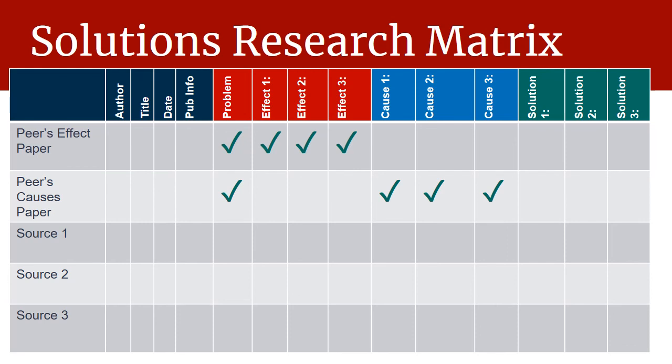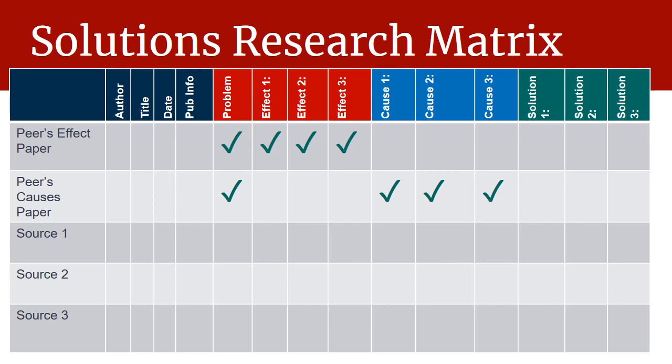So this week you're going to focus on your solutions research matrix. You're going to read at least 2 of your classmates' papers. You'll read one of your classmates' effects papers about the new topic and a classmate's causes paper about the new topic. And you'll be able to use that information to help you summarize the problem and effects as well as the causes. Now, of course, you can use other sources to help you summarize effects and causes as well. You could look at the works cited page of your classmates and read those papers. But at the minimum, you need to read 2 classmates' papers.